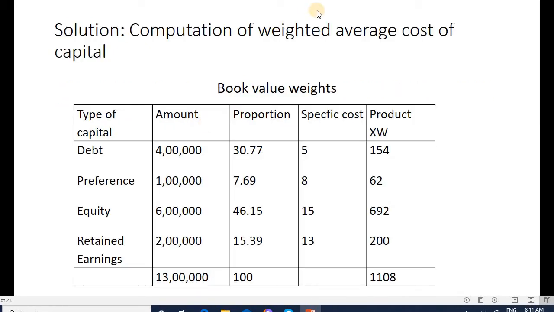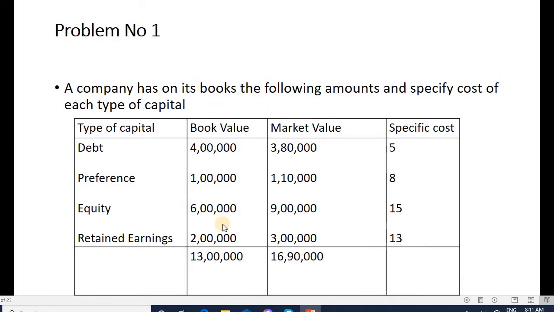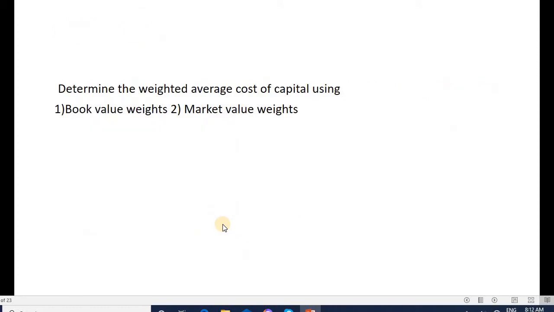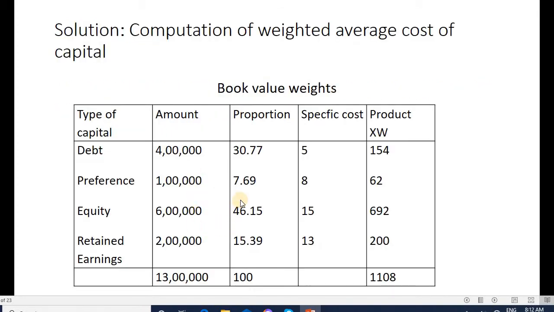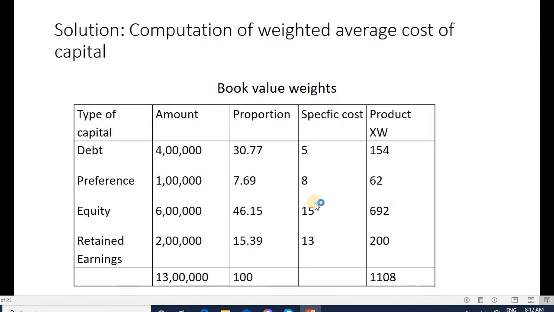First we'll calculate weighted average cost of capital based on book value weights. The amount is given in the first column, that is 4 lakh, 1 lakh, 6 lakh, 2 lakh, and the specific cost they have given in the problem itself: 5, 8, 15 and 13, that we need to mention here in the fourth column. This proportion we need to calculate.